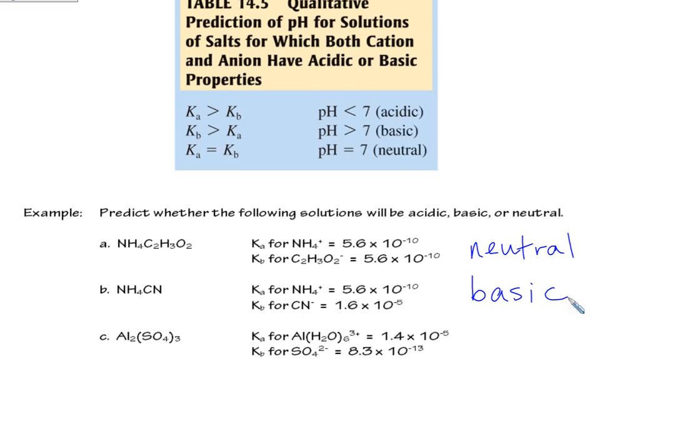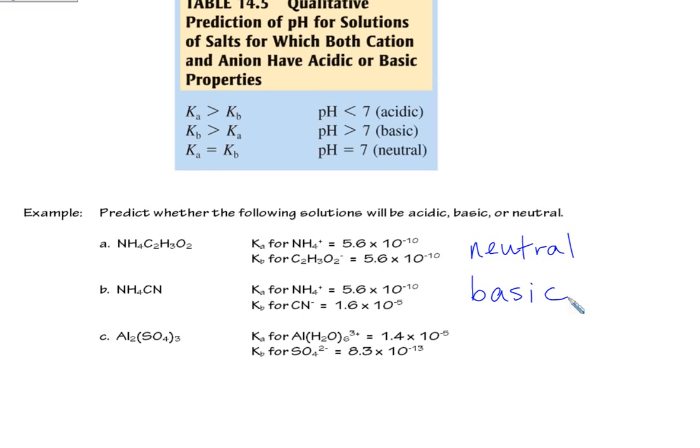And the last one. Some aluminum sulfate. This is kind of an interesting example. Aluminum has a K value. It has the ability to react with water in the solution. And we end up with a K value of about 1.4 times 10 to the negative 5th.